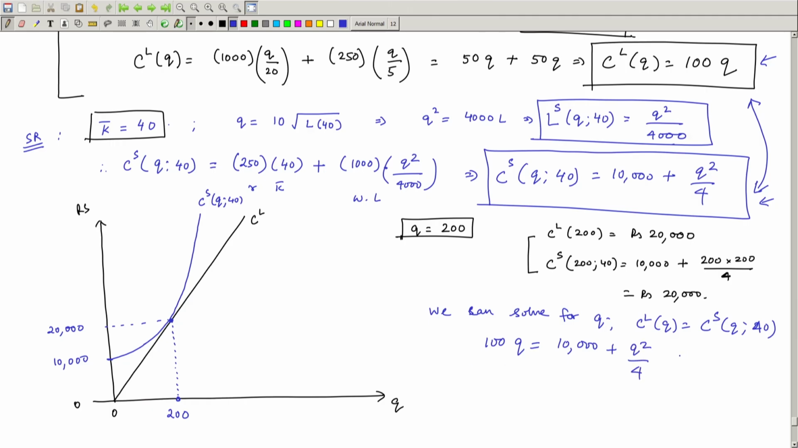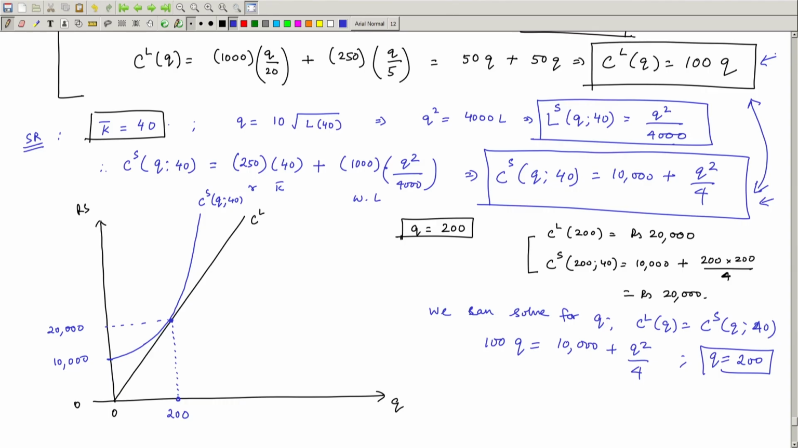In fact, if you do the algebra, you will find that this is a quadratic equation, so it will have two roots. You can remove one of the roots, and the relevant root is going to be Q equals 200. What's more interesting, though, is what is driving this. That is the arithmetic part of it, right. We set the two things, we computed the cost, and it turns out that the costs are equal.